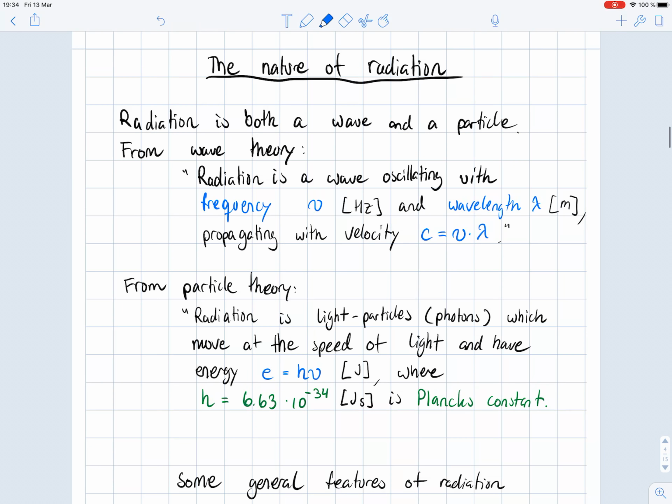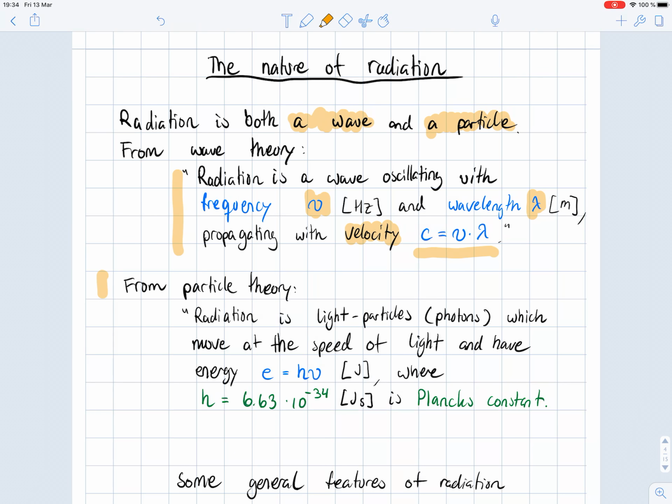Before that, we will have a look at the nature of radiation. And the prime feature is that radiation is both a particle and a wave. So we're straight into quantum mechanics already. And from wave theory, we say that radiation is a wave which is oscillating, vibrating if you want, with a frequency nu and a wavelength lambda. And this wave propagates with a velocity which is c. The velocity of this wave train is the frequency times the wavelength. This of course then corresponds to the speed of light.